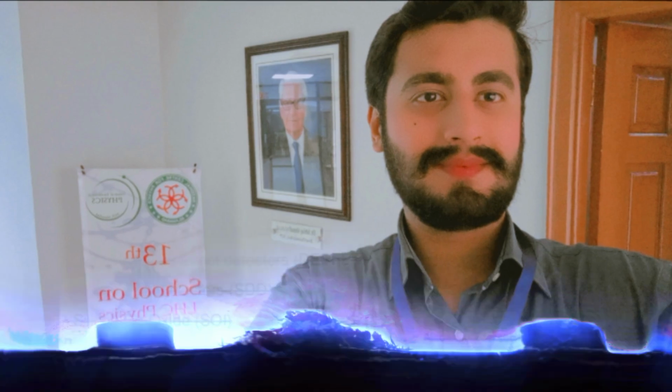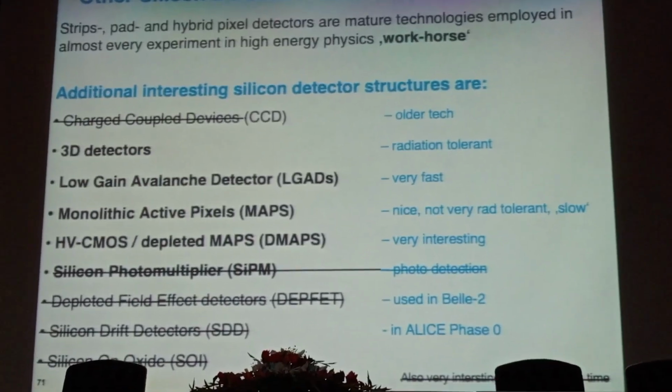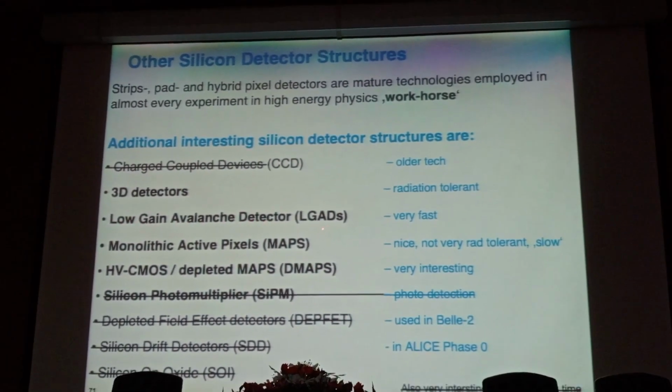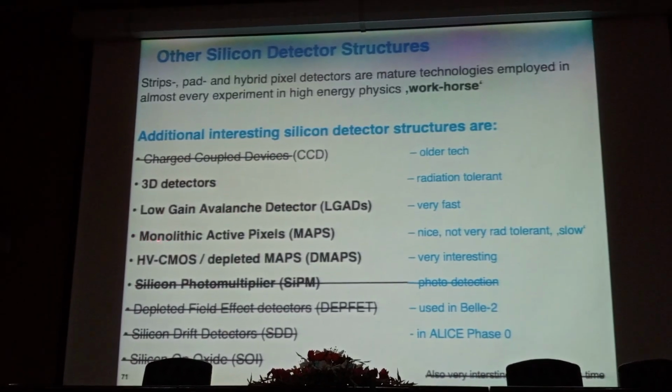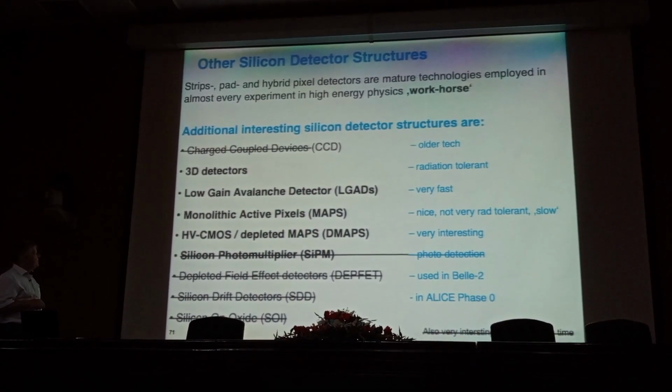In the year 2005, and then they switched as well. We are discussing today 3D detectors, low-gain avalanche detectors, and monolithic active pixels. This is what you have today in your mobile phone.